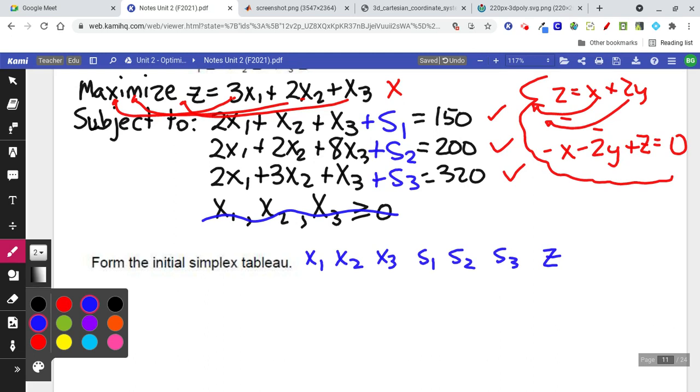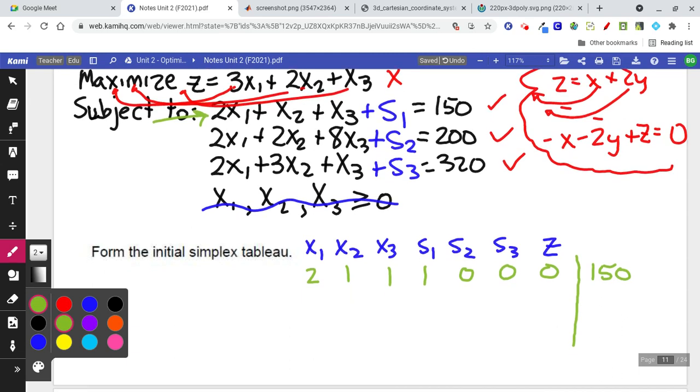And now what we're going to do is go through each of these new equations that we just made. Look at the first one. The first one was 2x1, 1x2, 1x3, one S1. We don't see S2 or S3 or Z in it. And then remember when we did Gauss-Jordan, we did a vertical bar for the equal sign, 150. You're going to have some stuff that's a little bit similar to Gauss-Jordan, but not quite.